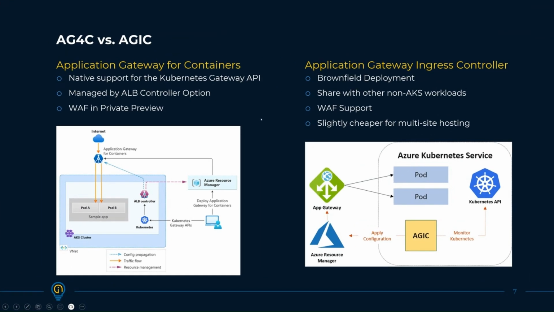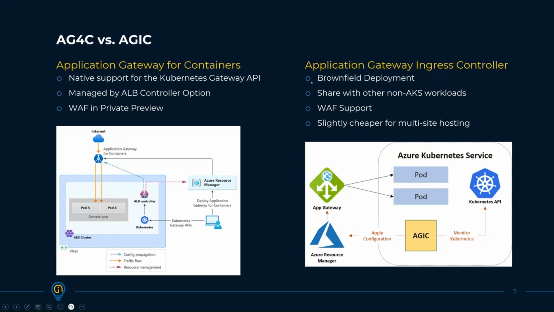Then it goes back to the Ingress controller, Application Gateway Ingress controller. It is purely an Ingress controller inside your Kubernetes. That Ingress controller is managing a full-on Application Gateway instance, and it is able to translate your custom annotations into a configuration inside the actual Application Gateway instance.